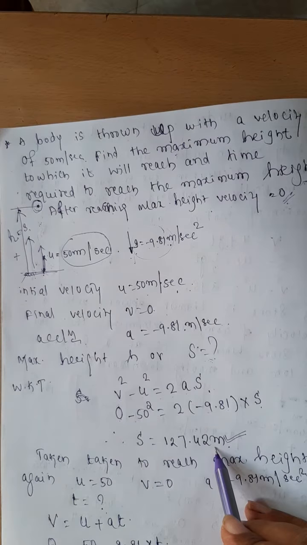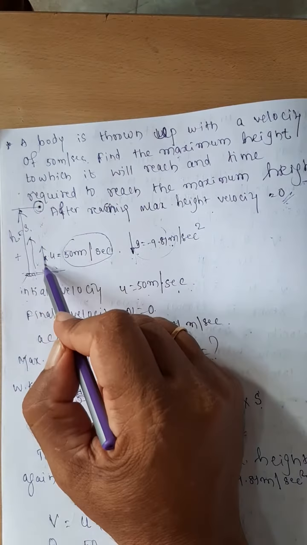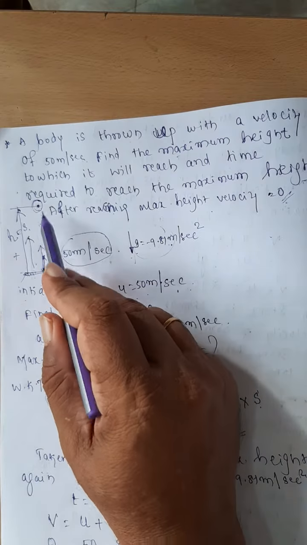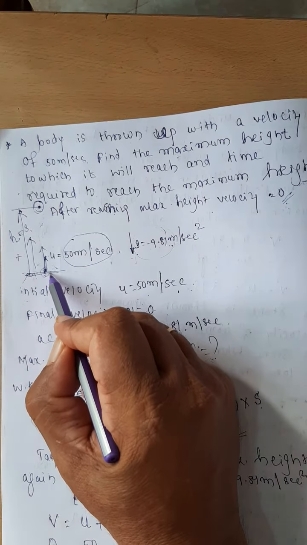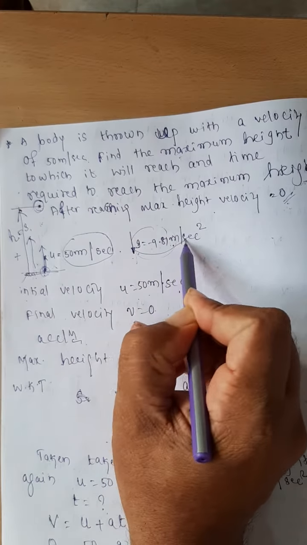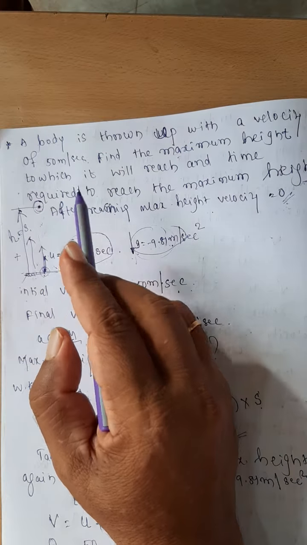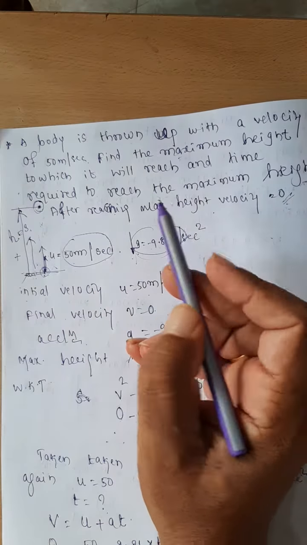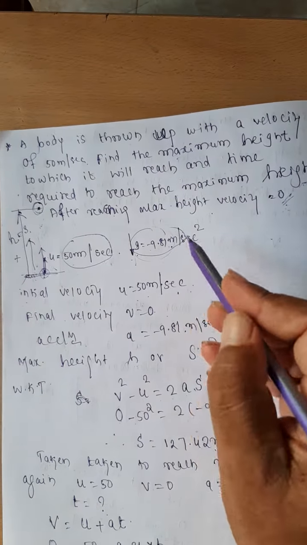Now, what else is asked? What is the time taken by the body to reach that particular height? We can calculate it in n number of ways. Best way: initial velocity is known to you, acceleration is known to you, final velocity is known to you, and the time taken is required. So the initial velocity is 50 meter per second, final velocity is 0, and acceleration is 9.81.